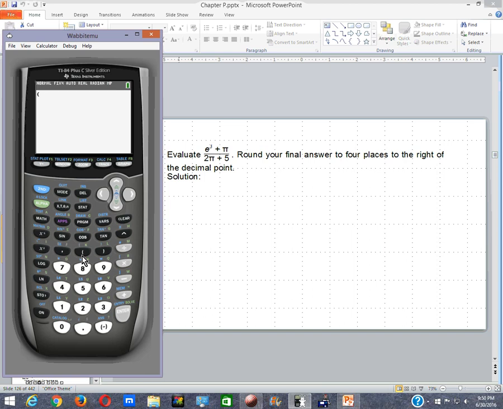So now open parenthesis for the operation of the numerator. So second e to the x, 3, get out of the exponent, plus second pi, close your parentheses, divided by, open parentheses, 2 second pi plus 5, close parentheses. Now, if you forget to close parentheses, it's going to close it at the very end. So if you have a bunch of opening parentheses, it closes every single one at the end, whether that's where they're supposed to be or not. And then just press enter. So to 4 places, 2.0586.